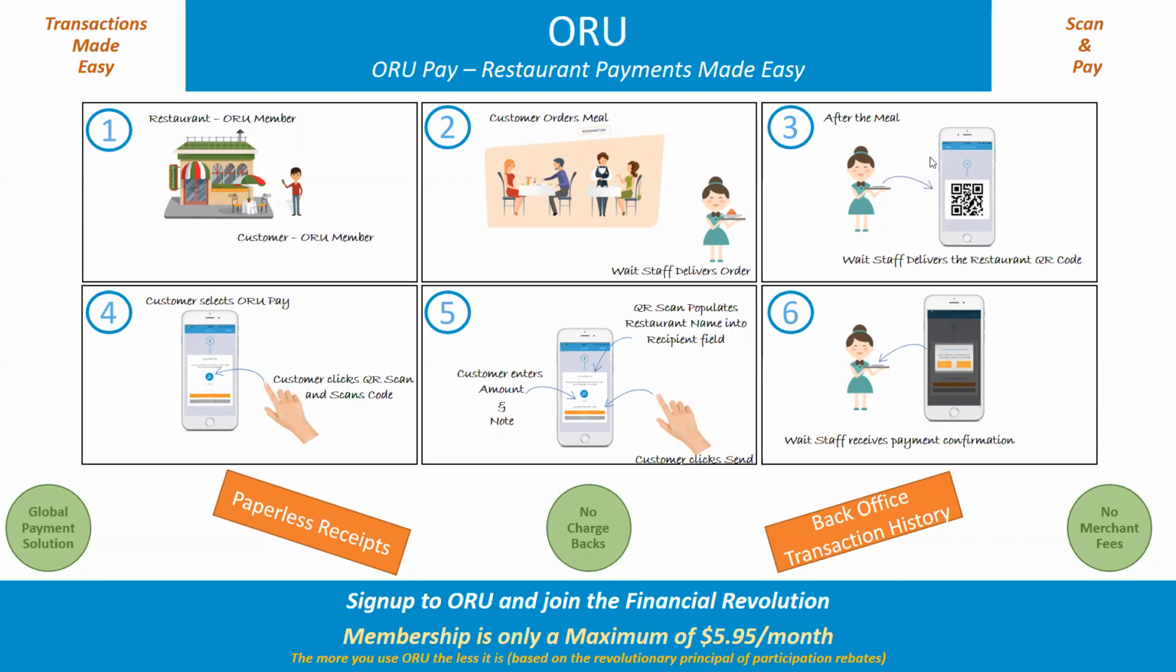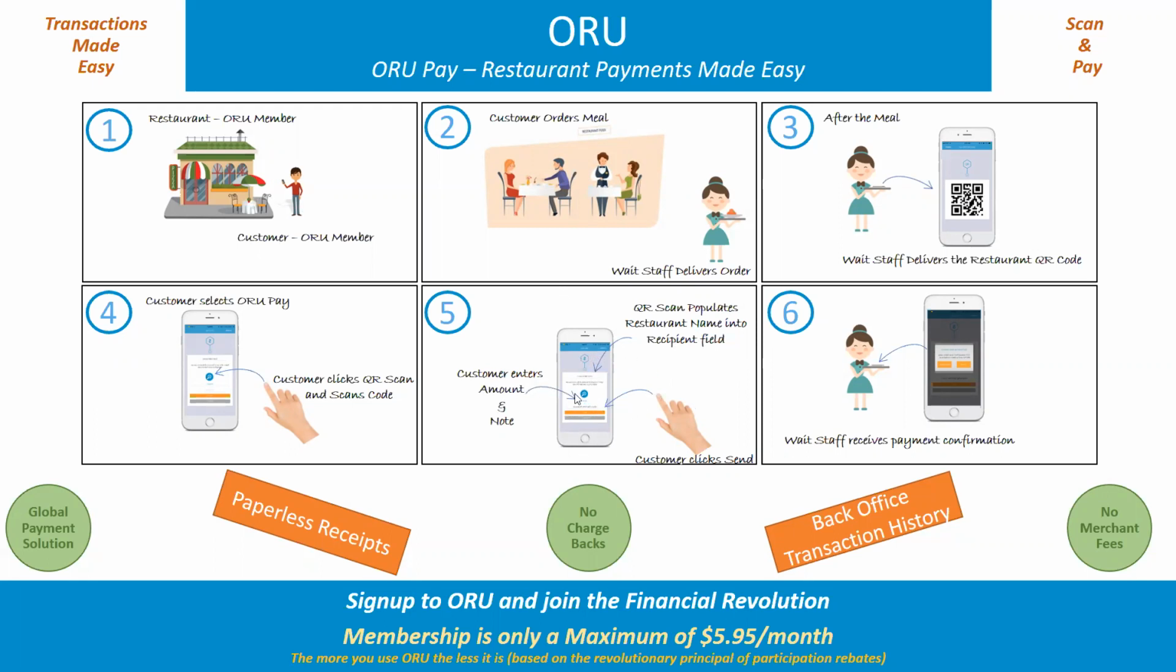You could either have it at the cash register, or in this example, bring it on a mobile device straight to the customer's table. The customer simply selects ORU Pay on their mobile app, and then they can hit this icon to scan the QR code that the waitstaff has brought to them. As soon as the camera sees the QR code, it immediately populates the restaurant name into the recipient field. Then all the customer has to do is add the amount and a note. Whatever the restaurant name is would go in the note.